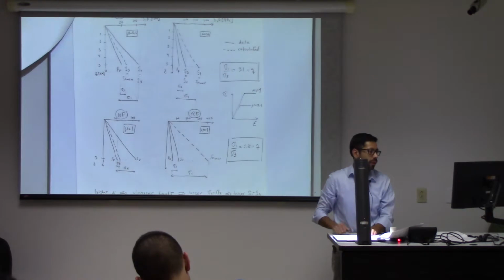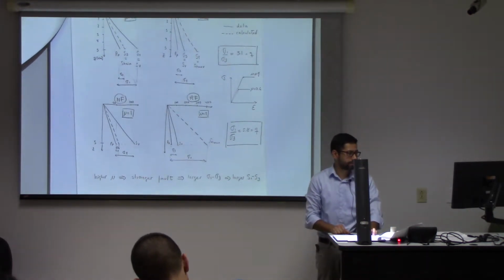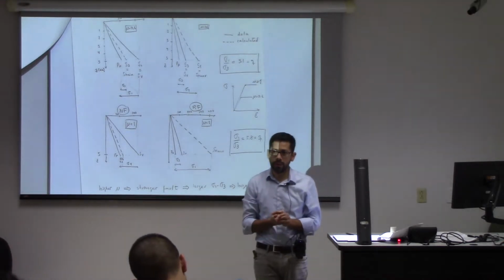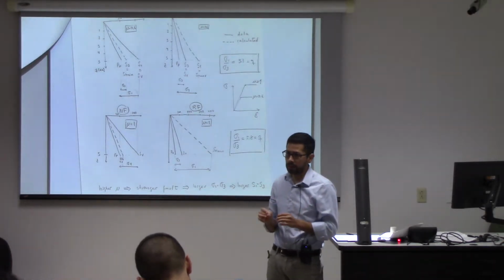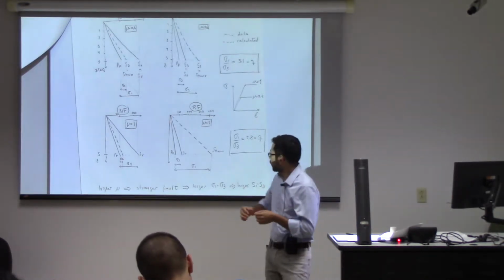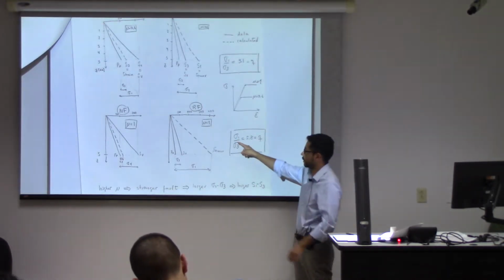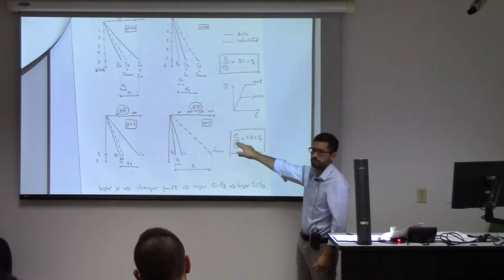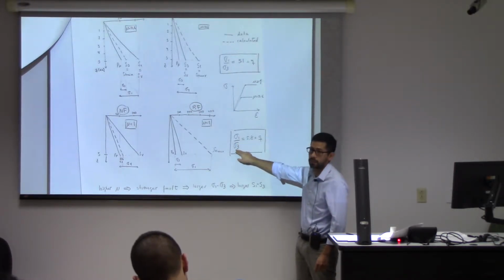So let me ask you the following. Are we okay with this one? So remember, that value Q tells you the strength of the faults and tells you what is the maximum difference that can be between these two, the maximum and the minimum stress.